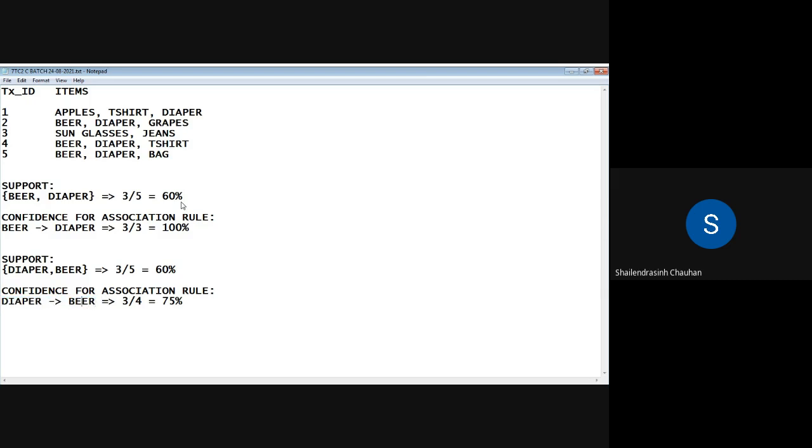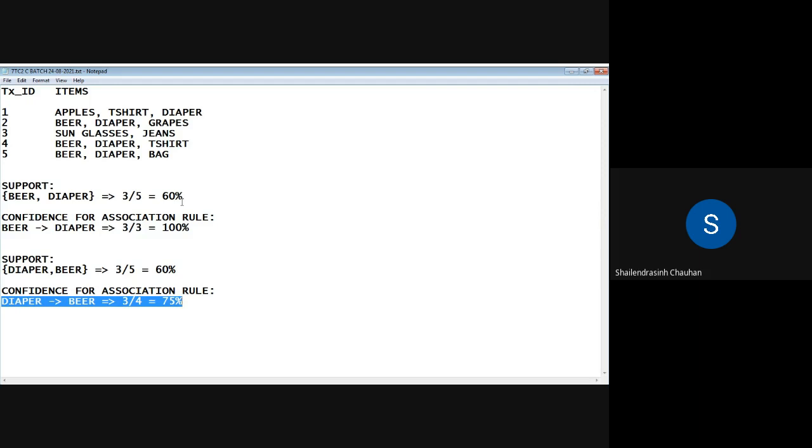And so we have just changed the position of the items in this rule, and as you can see, the confidence for both rules is different, because the item on the left hand side is changing and the item on the right hand side is also changing, and the meaning is also changing. Here, this means that when a customer is purchasing beer, you are 100% confident that they will also go with diaper. And here, whichever customers are purchasing diaper, you are 75% confident that they will also purchase beer.